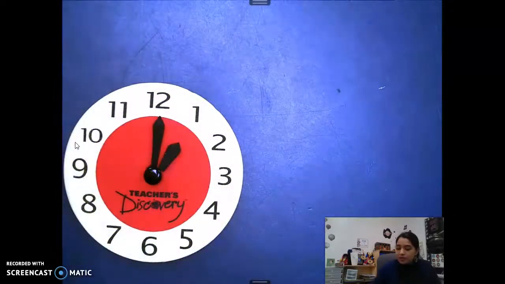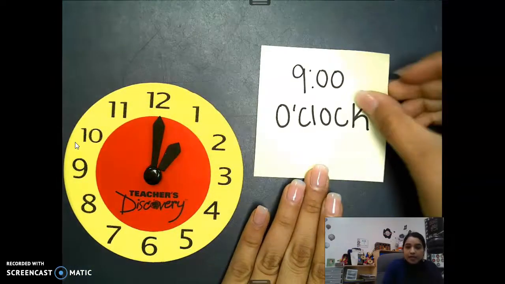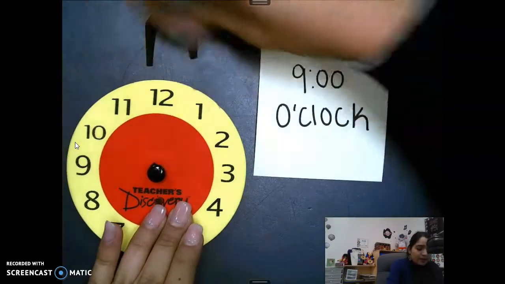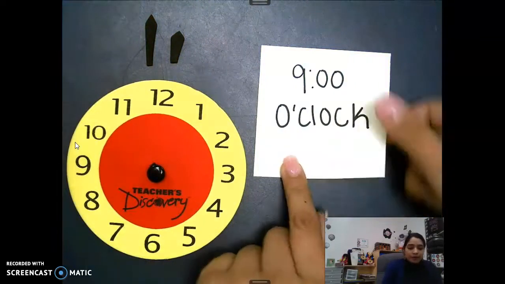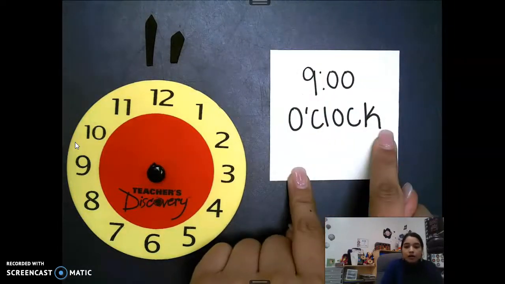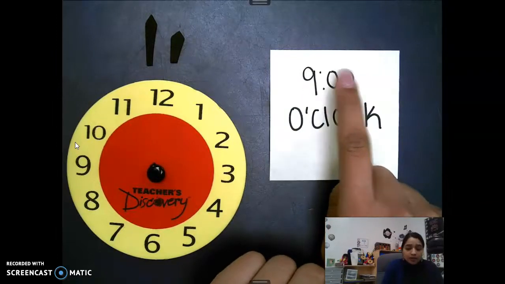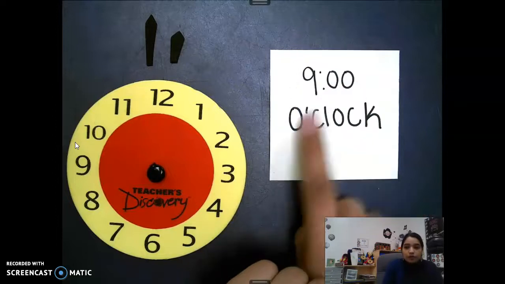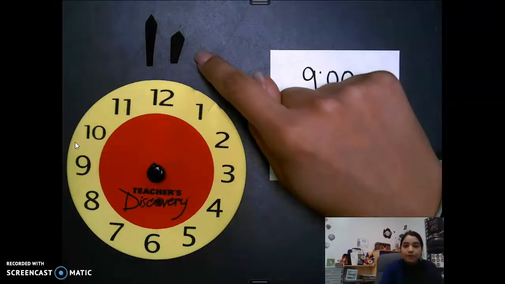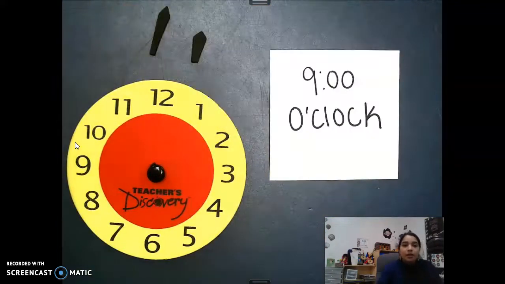Let's practice one more. 9. Ooh. It's a bigger number, but we got this, okay? Let's take up our hands again, and we're going to read our digital form. So it says 9 o'clock. What number is this? 9. Good job. O'clock, because it has 2 zeros. So 9 o'clock. Okay, which one's our hour hand? Perfect, the shortest one. And which one's our minute hand? You got it, the longest one.